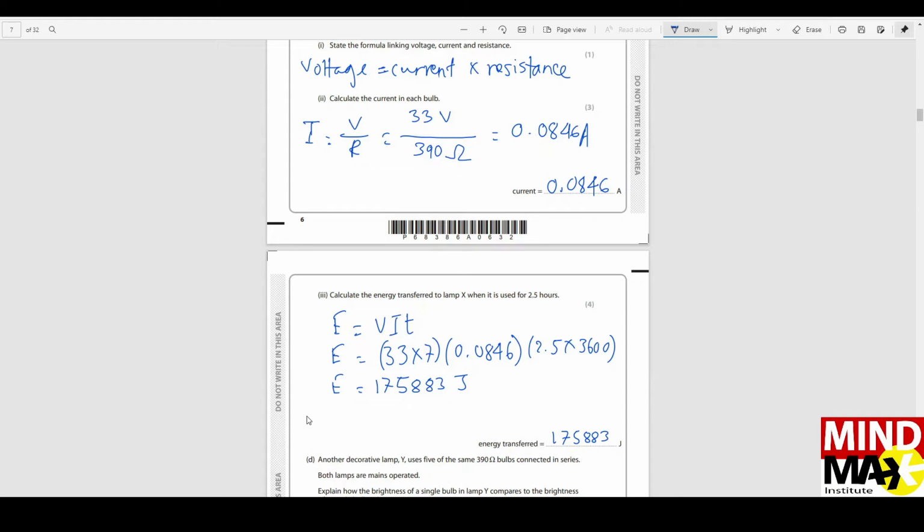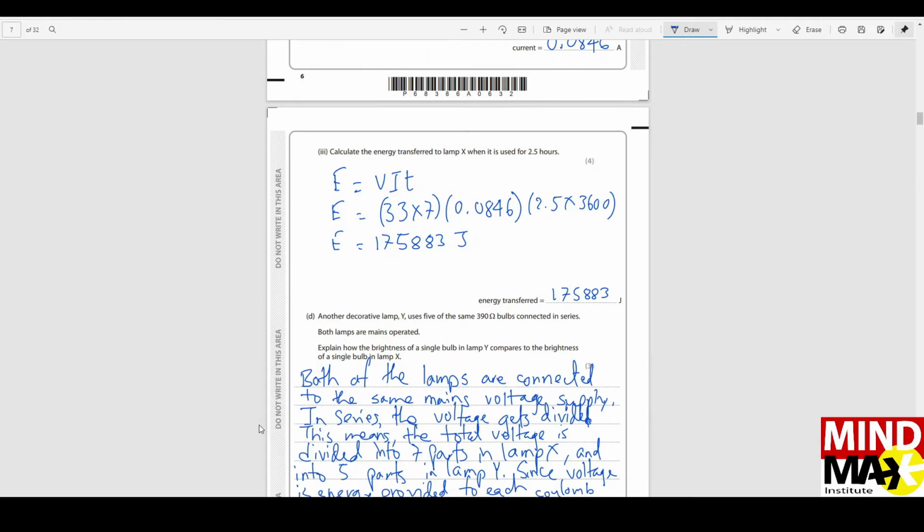So 33 multiplied by 7. Current is the same at all points. So current is 0.0846. Time is in hours, 2.5 hours. If you convert hours to seconds, you have to multiply this with 3600. So we got this much.